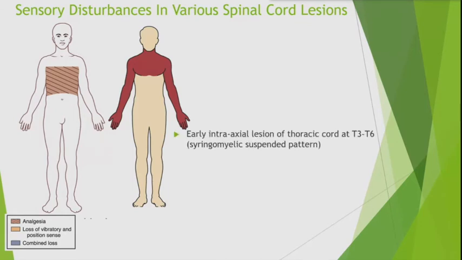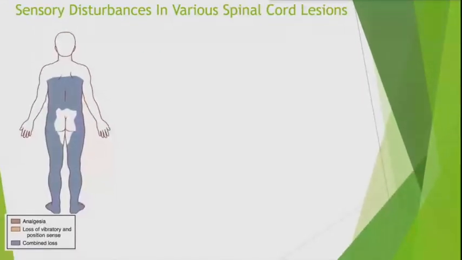Now what is this pattern? The white area is spared. All other areas, everything is lost. That is the spared area. All other areas are affected. Sacral sparing. Sacral sparing, which condition?